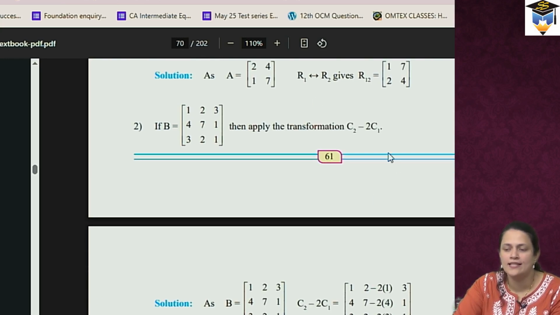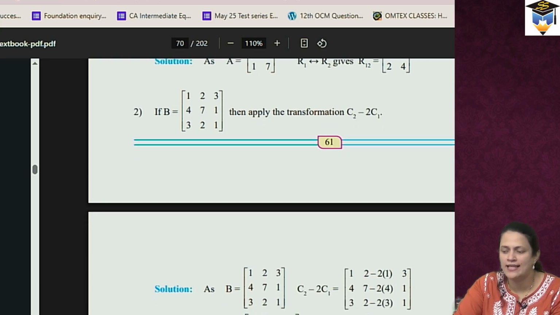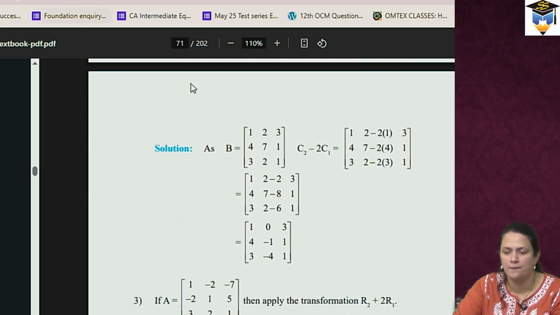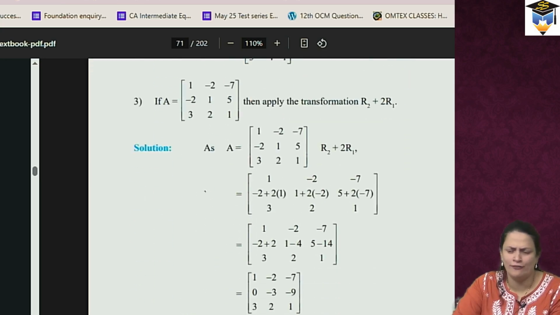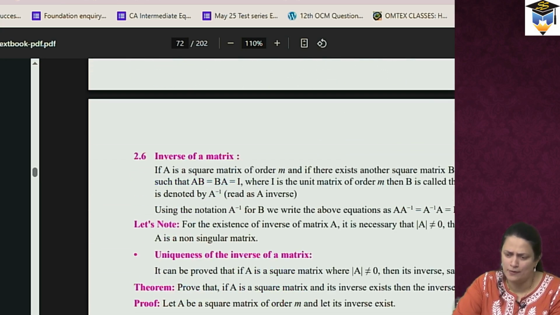Now the next, you have to apply transformation C2 minus 2C1. So as you can see here, the same thing is done by them. These sums are very easy, they are not difficult at all. But you have to just remember that you are not supposed to mix anything up.